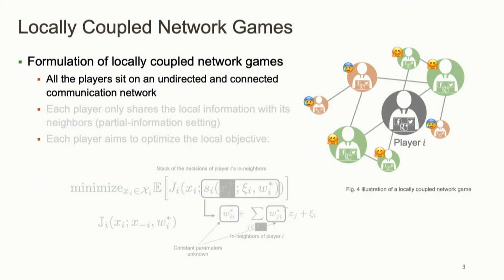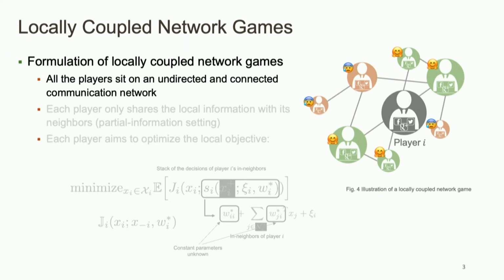In this work, we restrict our attention to a specific class of network games, where the interactions between each pair of players are characterized by an underlying communication network. This communication network is assumed to be connected and without self-loops. In addition, we assume that the communication over this network is unidirectional. Each player is only allowed to communicate with its neighbors, i.e., in-neighbors and out-neighbors, but not the other players that may be too far away and not their direct neighbors. We say that it works in a partial information setting.